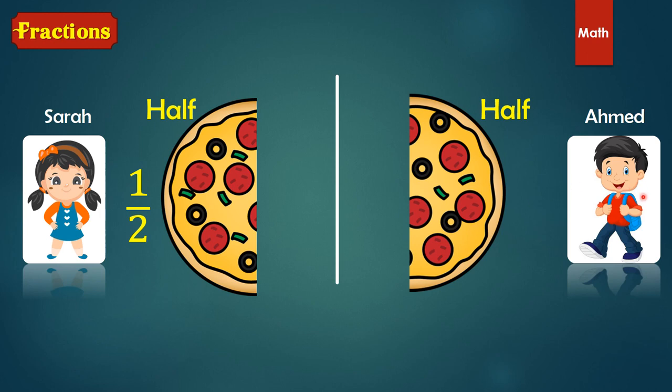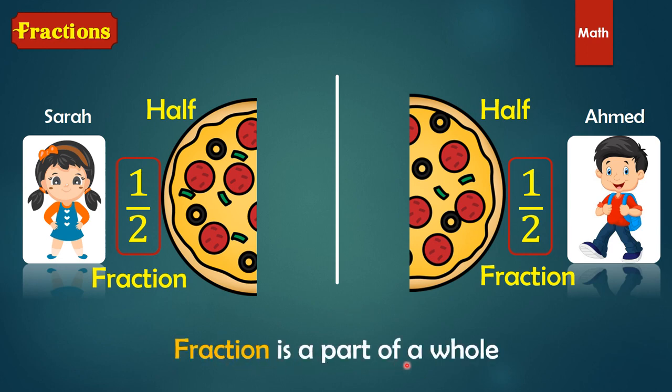And the same with Ahmed. Ahmed took one part from two. Did you get it? Okay, so this number we call it fraction. And this one too we call it fraction. So in general we can say that fraction is a part of a whole. Which means that I have a whole number or a whole thing or a whole shape and I split it into parts. Every part we call it a fraction.